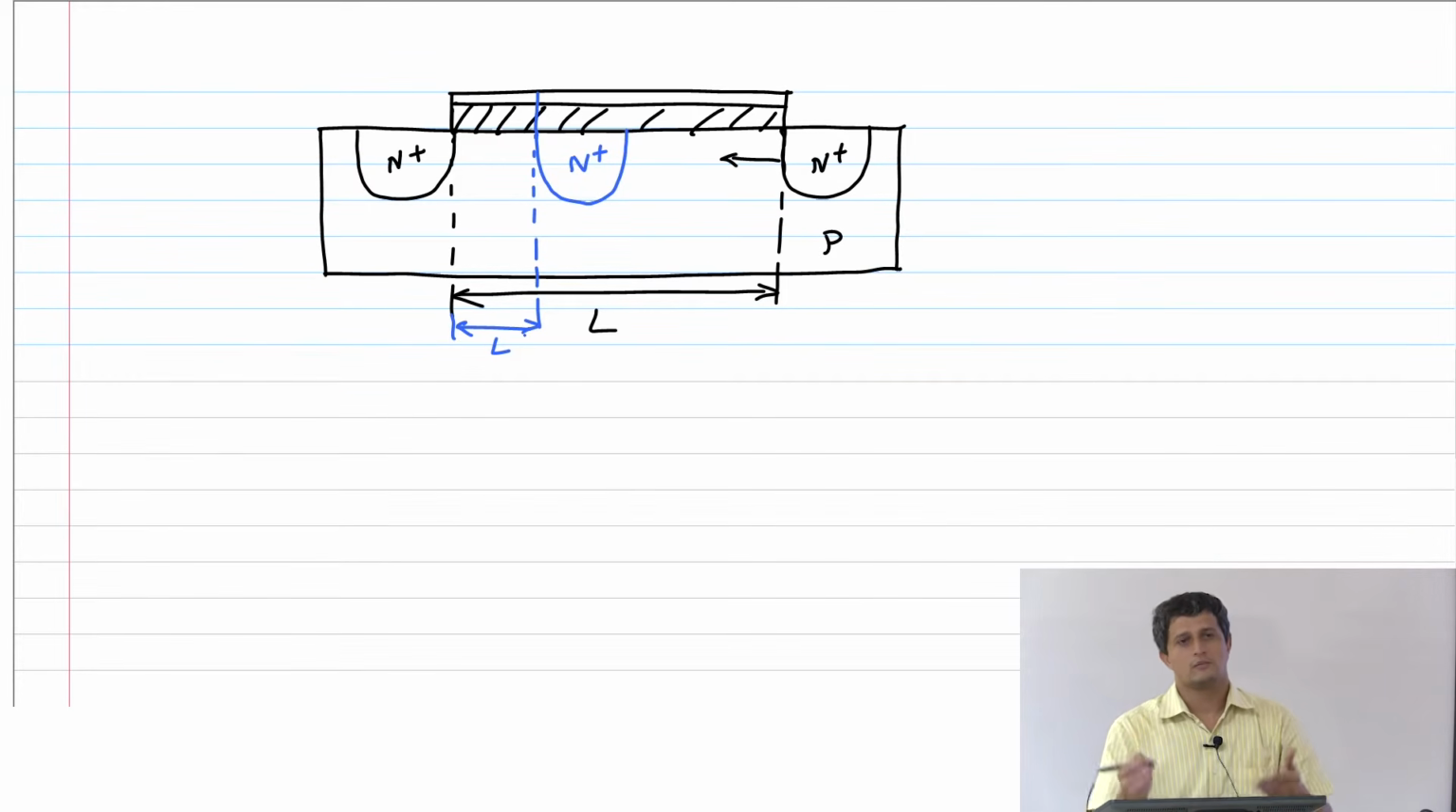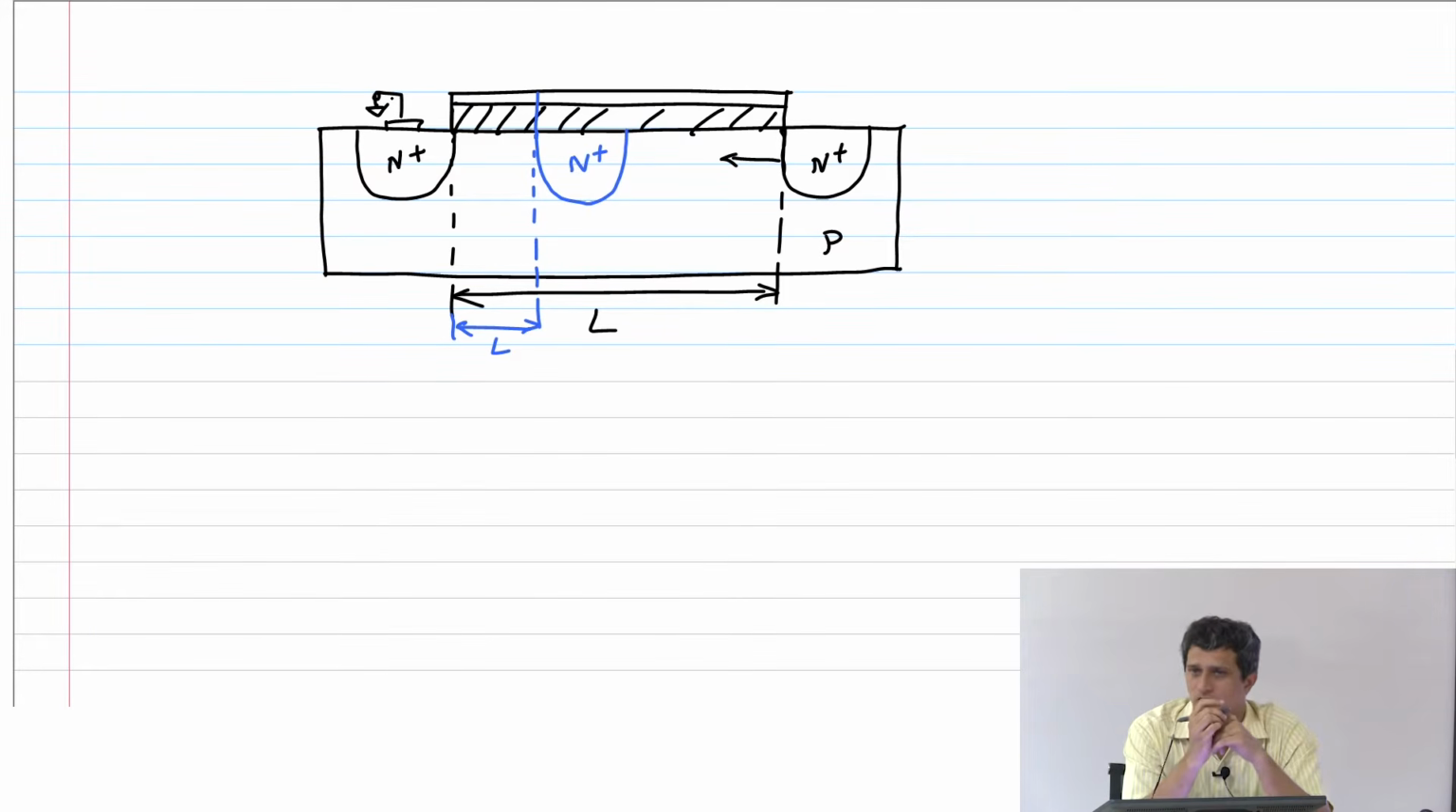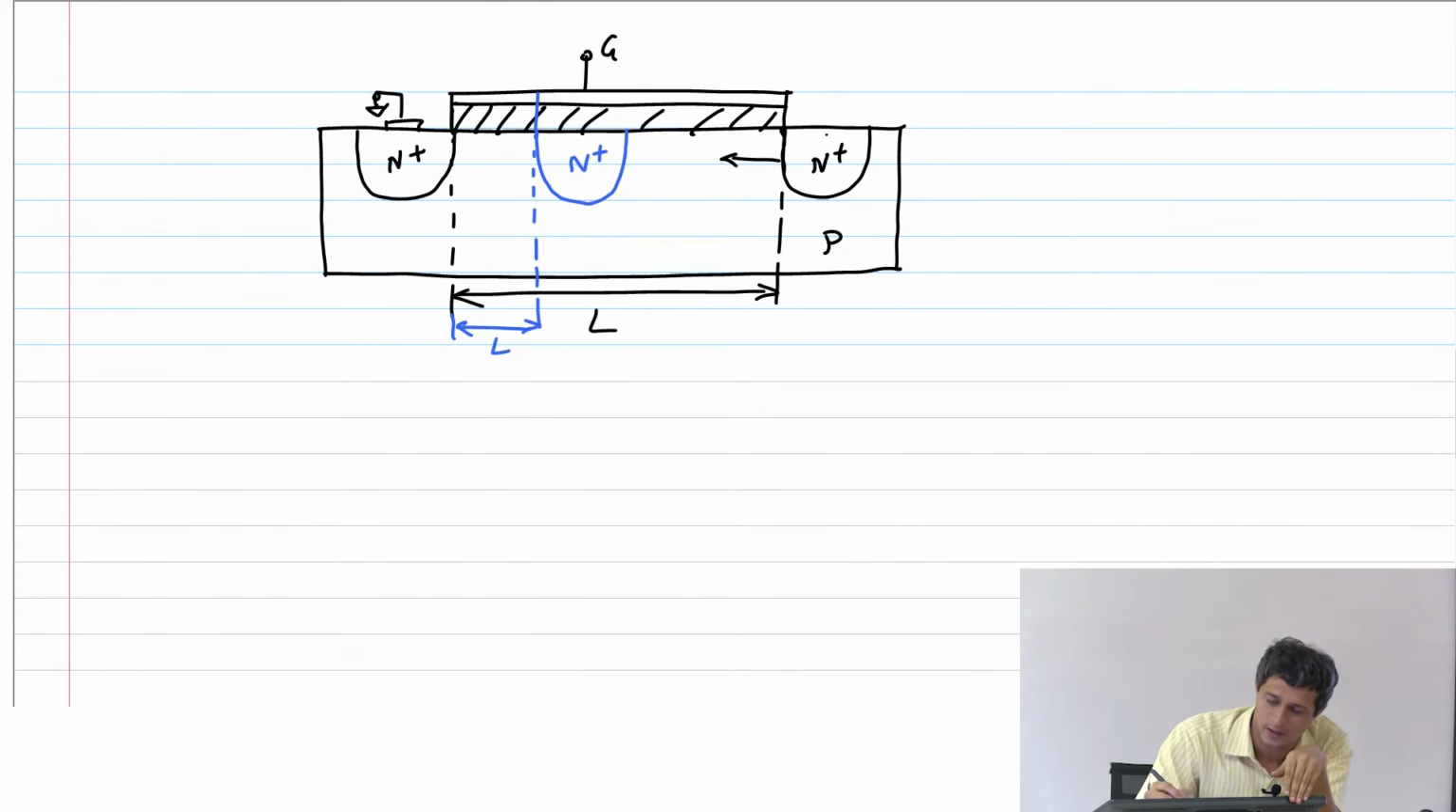Now consider the various bias conditions that we can apply on this transistor. So this is the source. Source is always assumed to be grounded because it's a reference potential by definition. Then I have a gate, and I have a drain, VD, and then I have a body terminal here, VB.